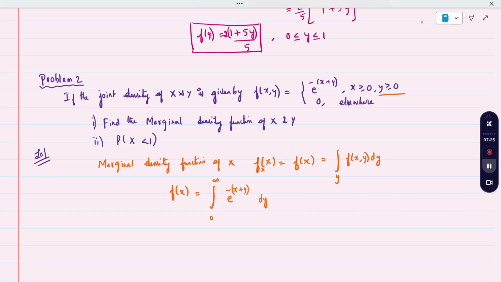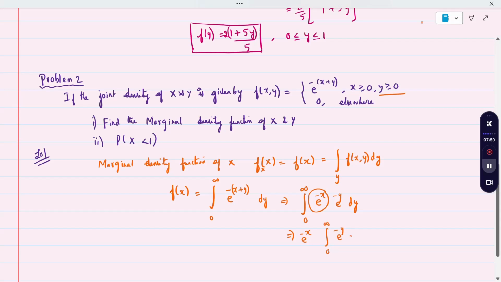Okay, minus x plus y into dy. Integrate it. Before integration you split it into two terms, so it is easy for my substitution. e to the power minus x into e to the power minus y into dy. e to the power minus x is like a constant, so we will take it outside. We need not integrate e to the power minus x at all.